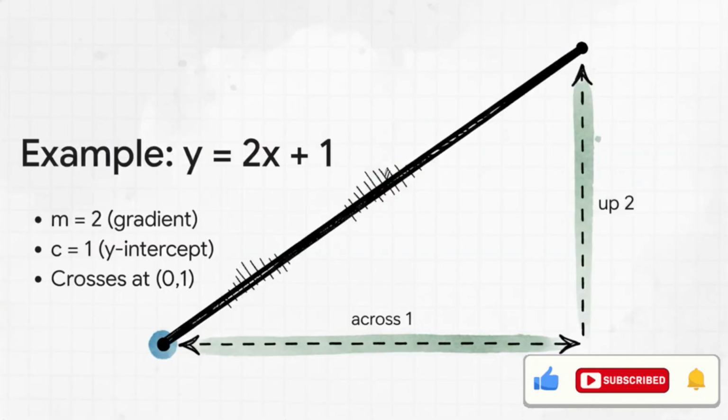Let's make this totally concrete with an example. y equals 2x plus 1. Look at the starting coordinate. Your y-intercept, your c, is 1. That means you drop your starting pin right at the coordinate (0, 1). Now, your gradient, your m, is 2. This means that for every one step you take across the x-axis, your line climbs 2 steps up the y-axis. So you start at 1, go across 1, up 2, across 1, up 2. That steady, predictable climb is exactly what creates the straight line.